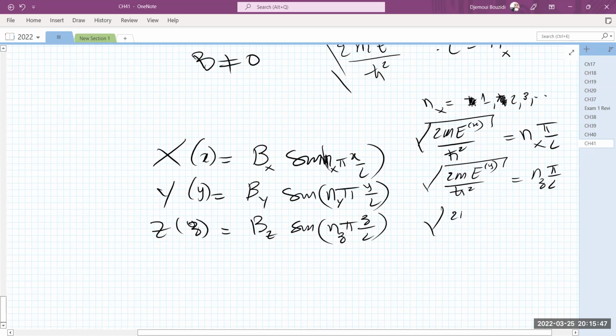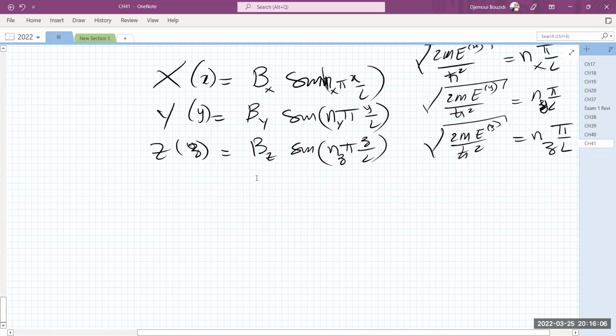And the square root of 2me in the z direction, the contribution to the total energy divided by h bar squared, is related to, I'm sorry, this is ny. Why am I writing it nz? Again, nz in this situation, pi over L. Okay, so this is the solution.